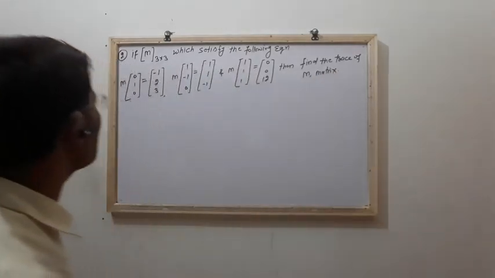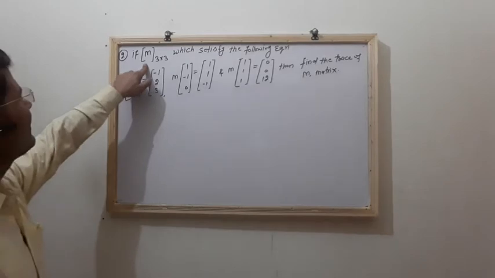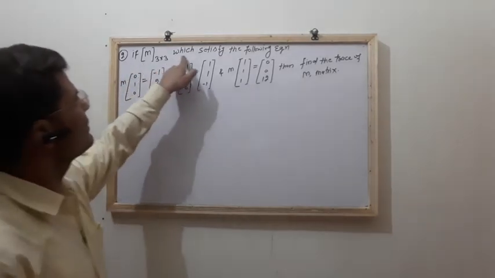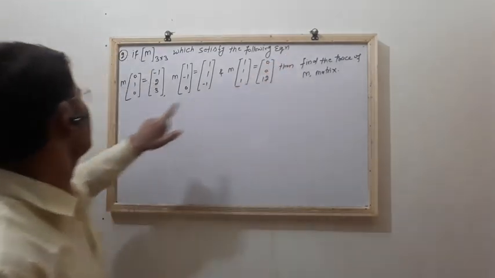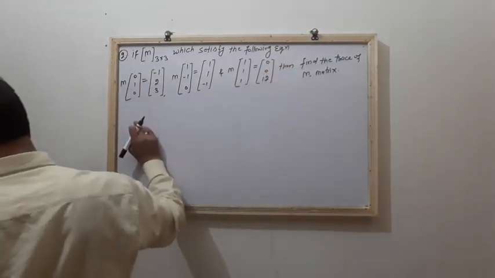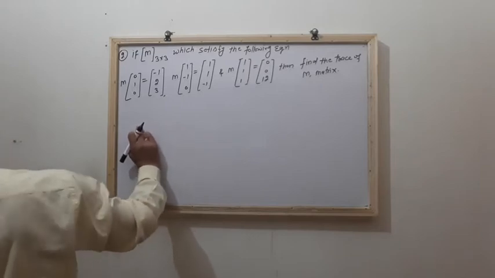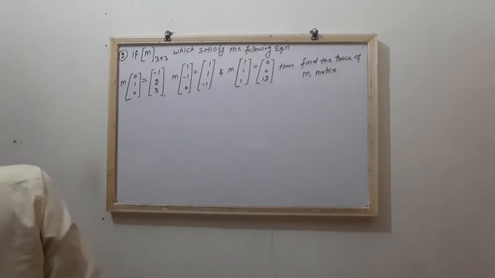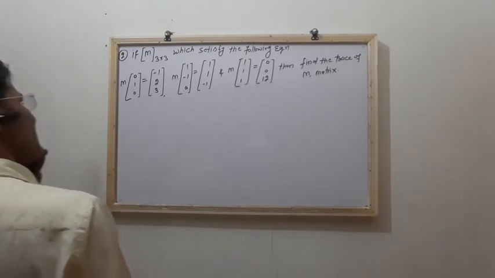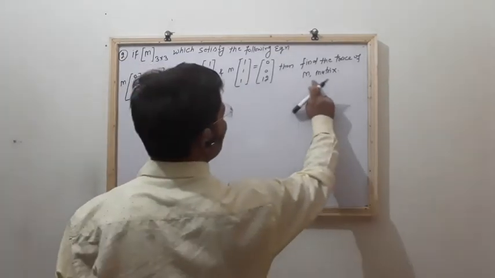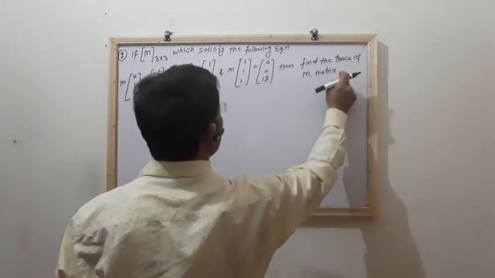I am repeating the given question. If M is any square matrix with the order 3 cross 3 which satisfies the following equations: M into 0 1 0 is equal to minus 1 2 3, M into 1 minus 1 0 is equal to 1 1 minus 1, M into 1 1 1 is equal to 0 0 12. Then what is the trace of matrix M?